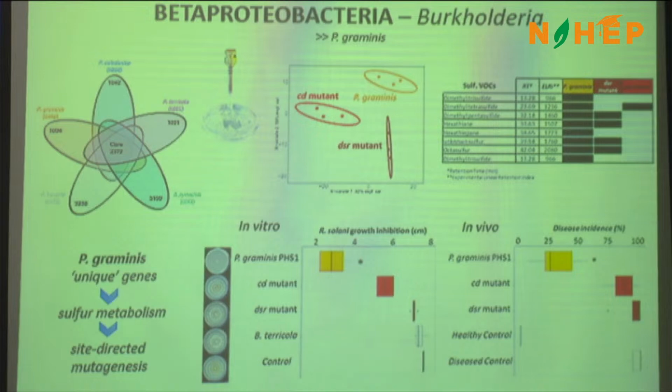The fricandel assay, exactly the same. We were able to see that Paraburkholderia graminis was able to protect the plant against the fungus, but the 2 mutants lost the ability. Okay? Any questions? Very clear. Nice.